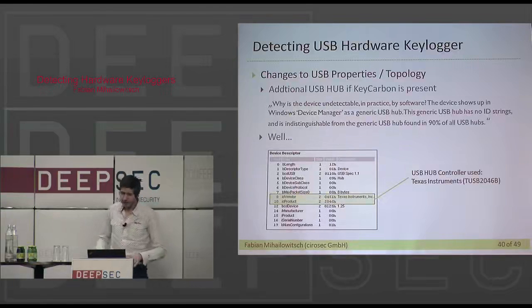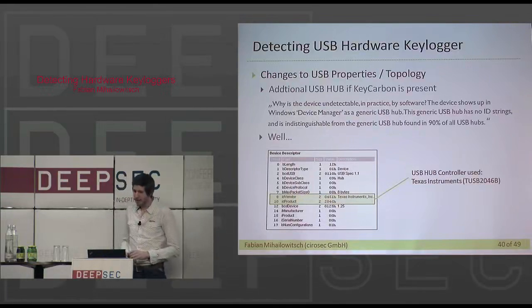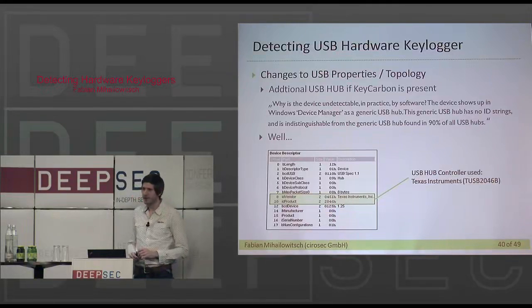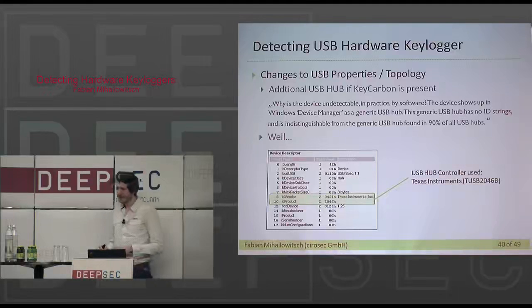The vendor says: why is the device undetectable in practice by software? The device shows up in Windows Device Manager as a generic USB hub. This generic USB hub has no ID strings and is indistinguishable from the generic USB hub found in 90% of all USB hubs. I mean, at first, that's pretty cool that you say, we are undetectable. Okay, we introduce a hub, but we are still undetectable because it looks like all hubs.